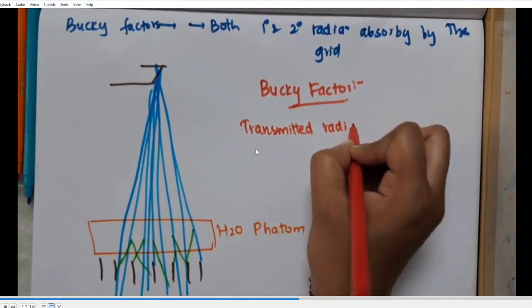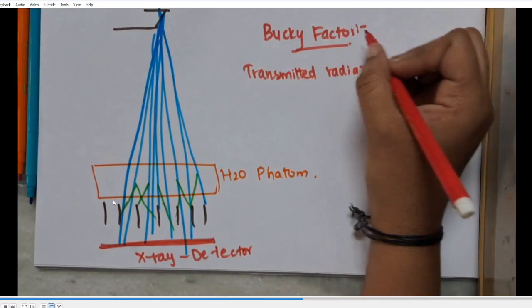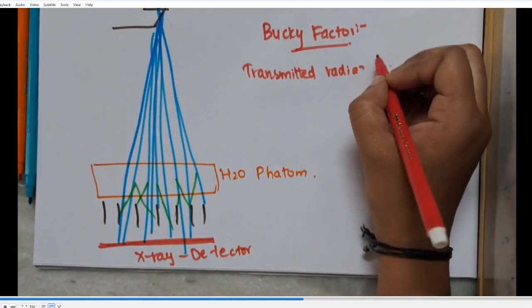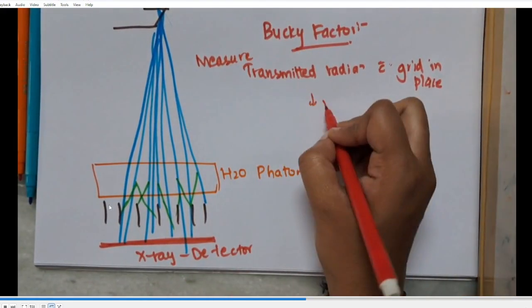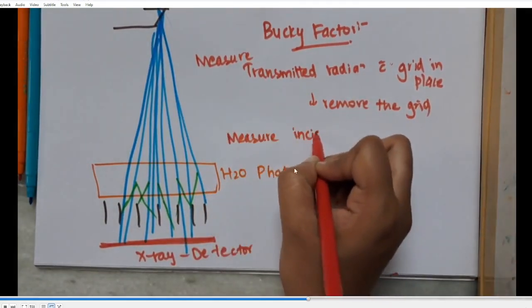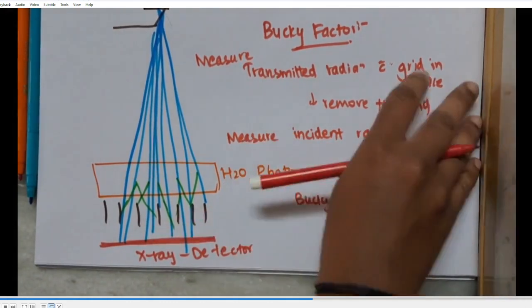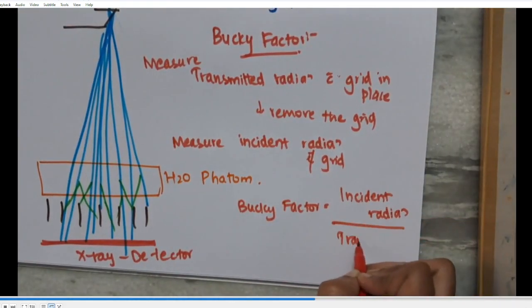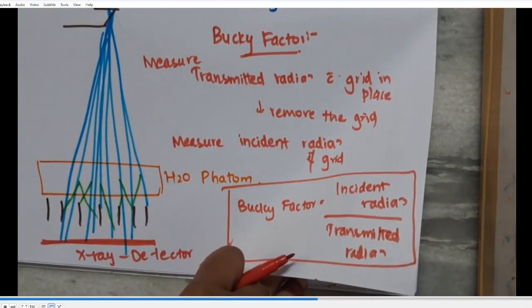So the transmitted radiation is the radiation that has passed through the water phantom and the grid and is detected by the X-ray detector. It is measured with the grid in place. Then you remove the grid and measure the incident radiation without the grid. So the Bucky factor is equal to the incident radiation, measured with the grid removed, divided by the transmitted radiation, measured with the grid.